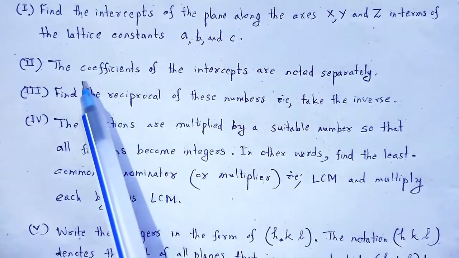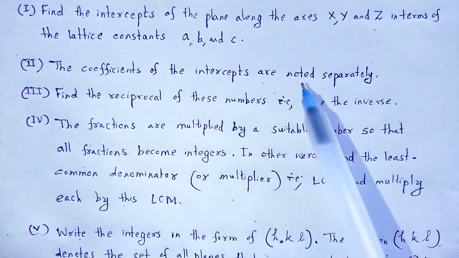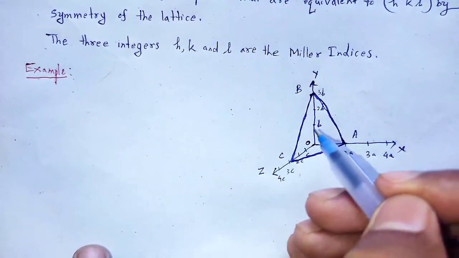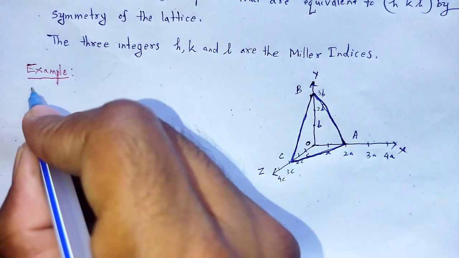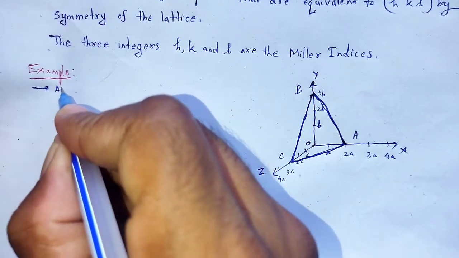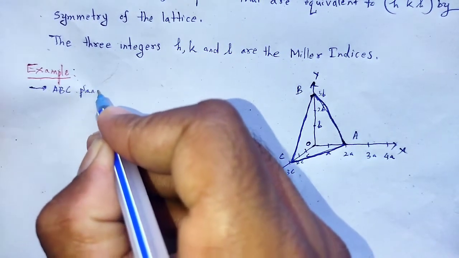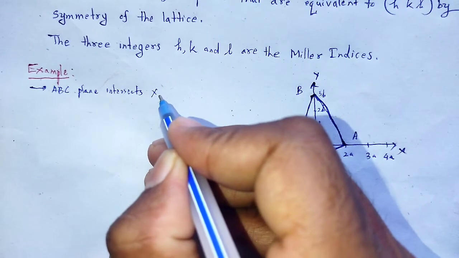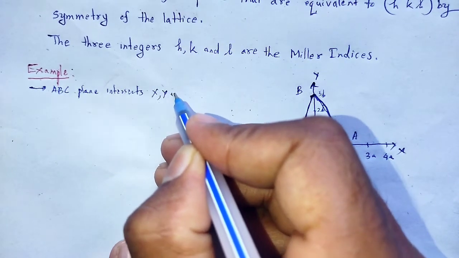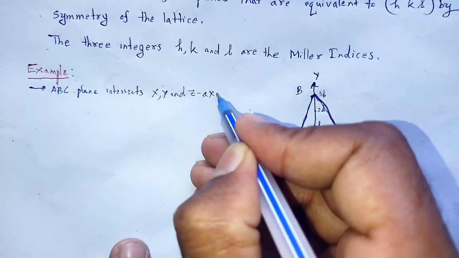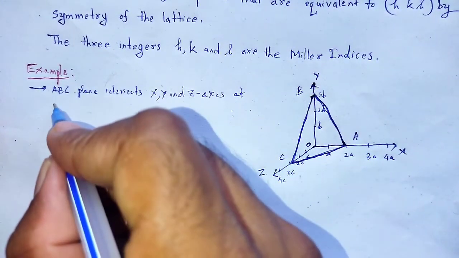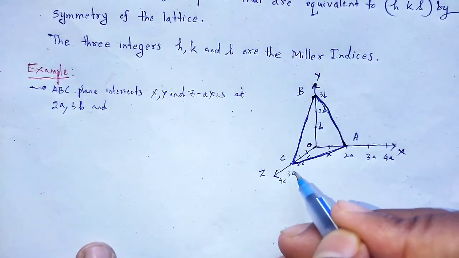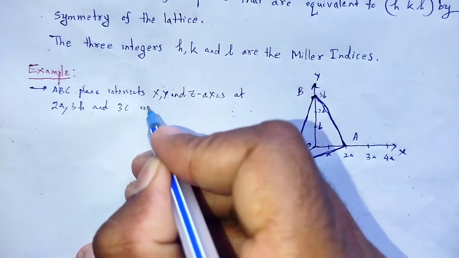Next point, the coefficients of the intercepts are noted separately. First, the ABC plane intersects the x, y and z axes at 2a, 3b and 3c respectively.